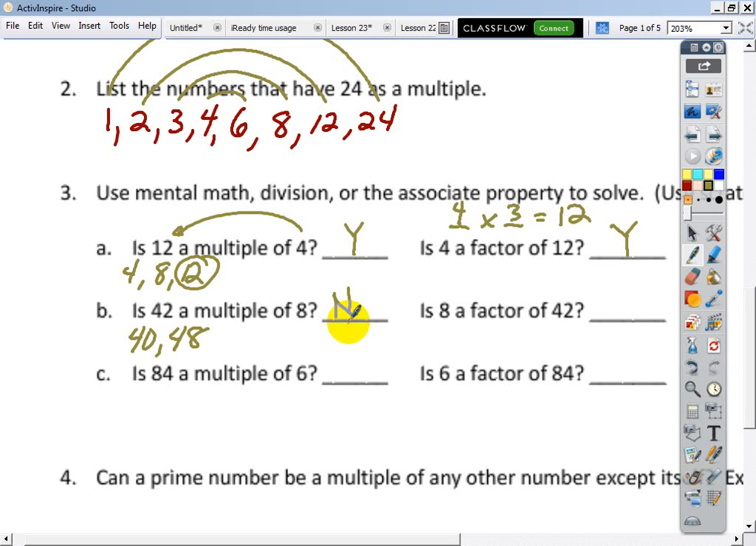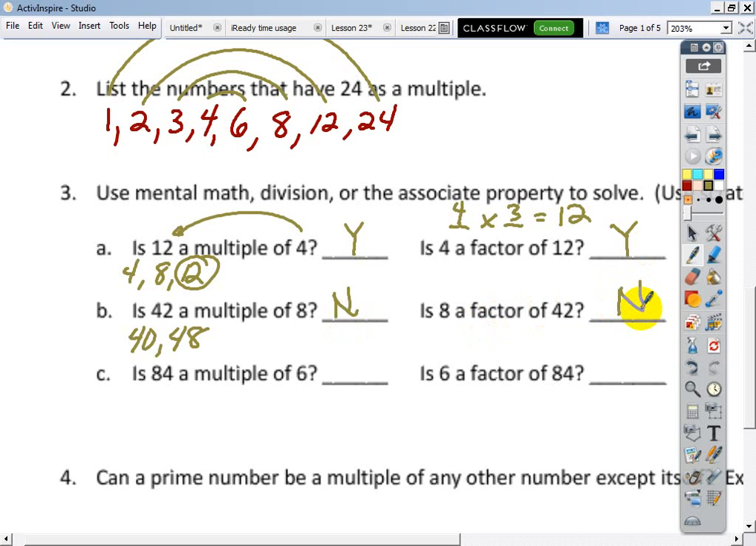Is 42 a multiple of 8, and is 8 a factor of 42? No, that is not. It does not work. Is 84 a multiple of 6?